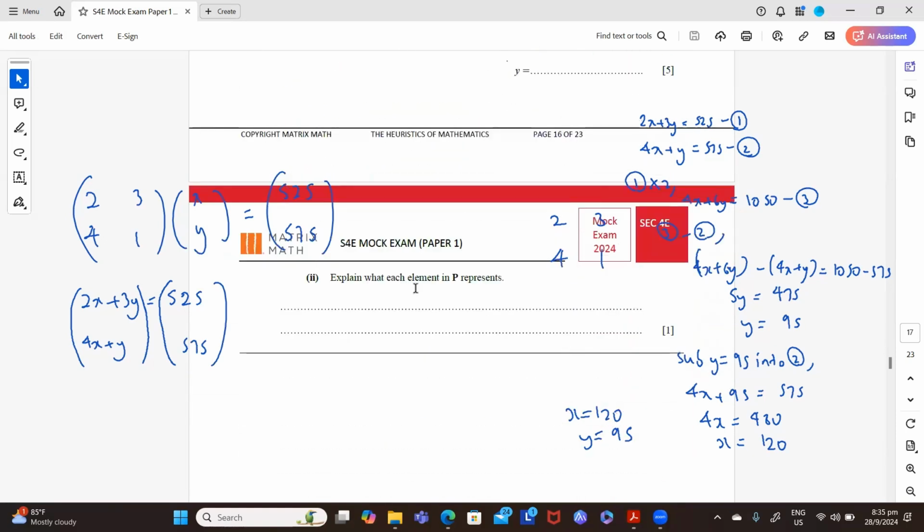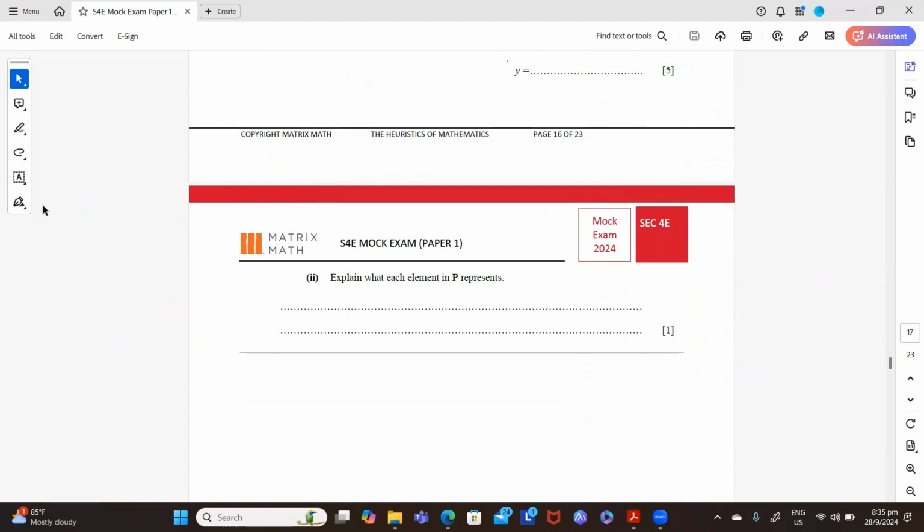Okay, so part 2, they want you to explain what each element in P represents. So each element in P represents the cost of flight for Lee and Tan family, respectively.